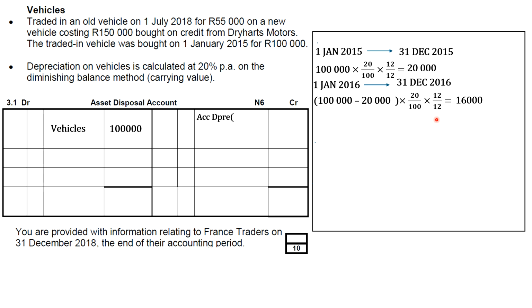Now again we go to the next year, 1 January, it ends 31 December 2017. Our accumulated depreciation for this year is not only going to be the 16,000, but the 16,000 plus the 20,000. We need to add the two. So our calculation is going to be 100,000 minus 36,000. The 36,000 is the 16,000 plus the 20,000, times 20 over 100 times 12 over 12. That is going to give us 12,800.